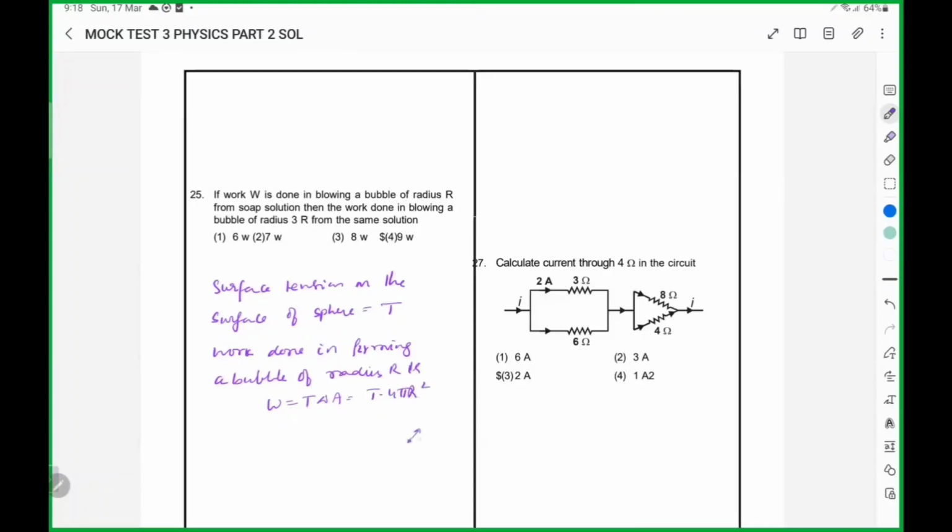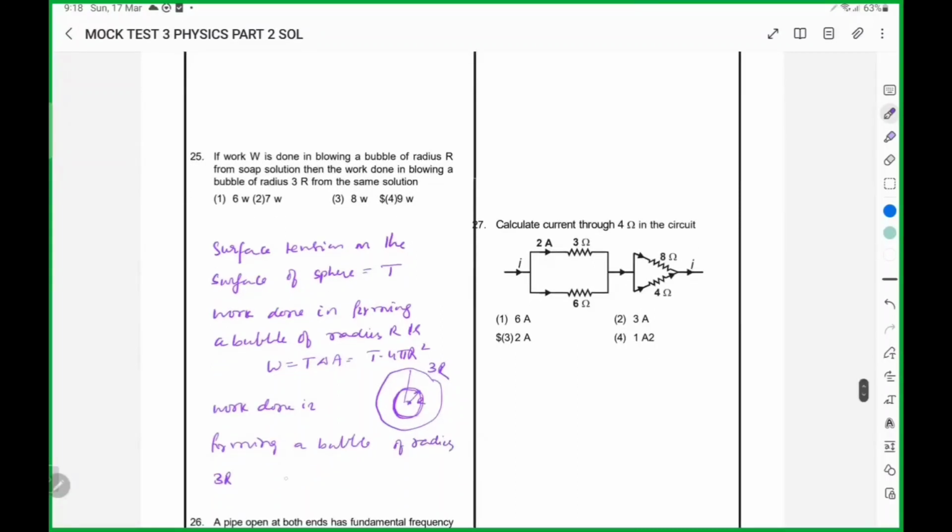Now from 0 to r, it formed one bubble of radius r. Now 0 to 3r. So work done in forming a bubble of radius 3r is T into 4 pi into 9 r square, which is 9 W.